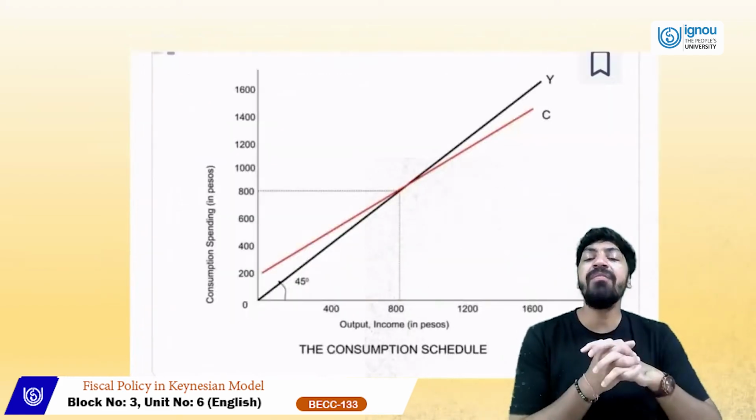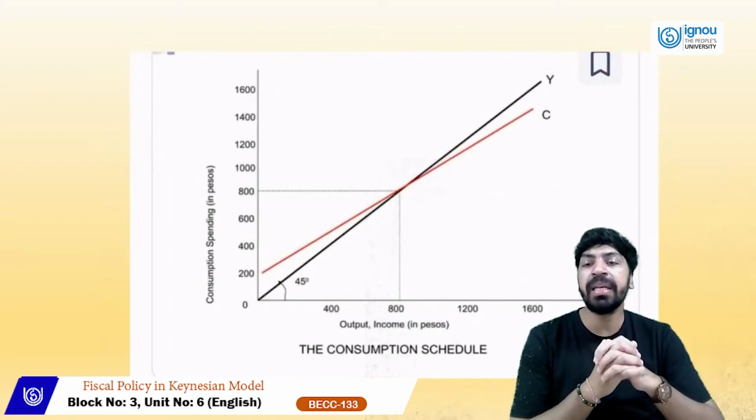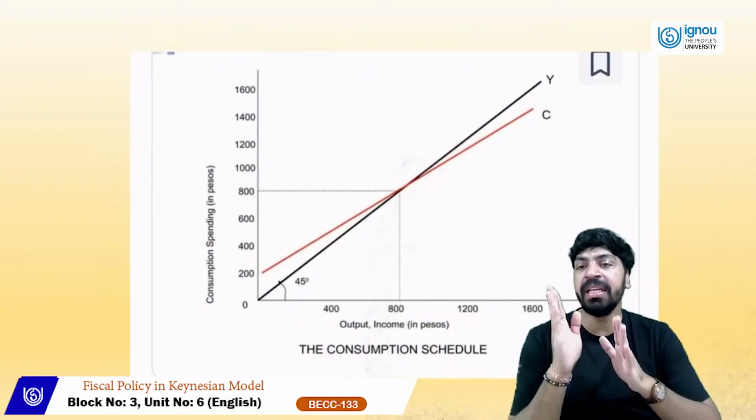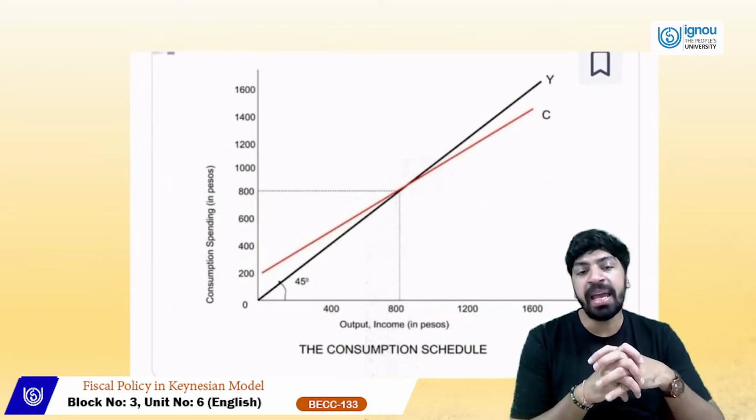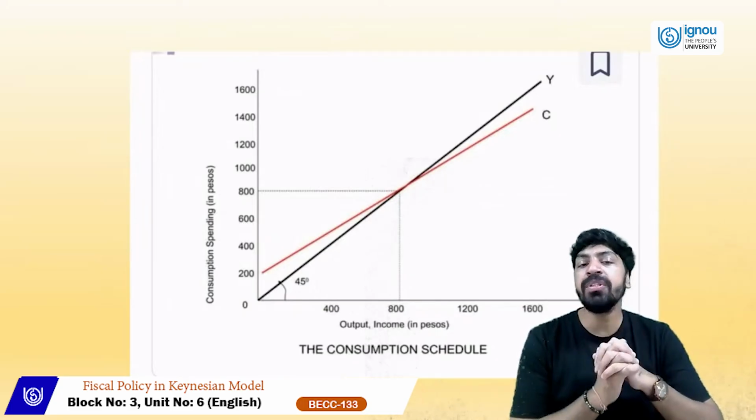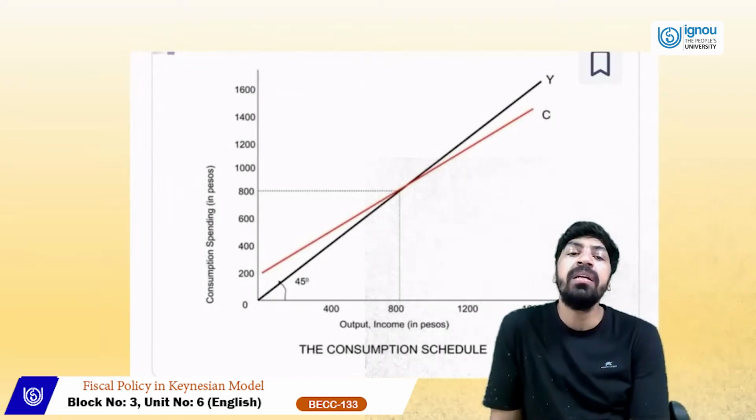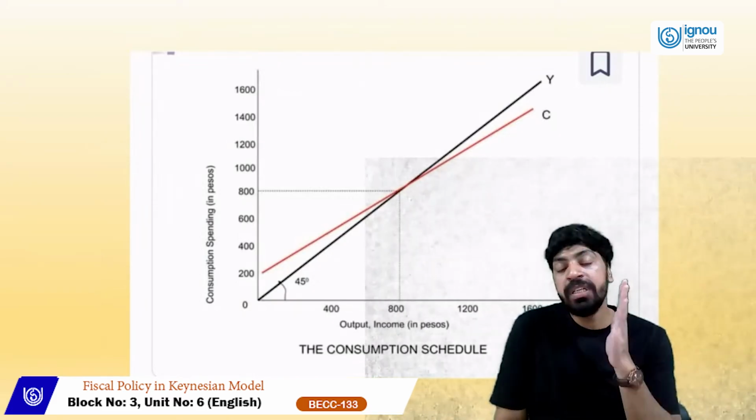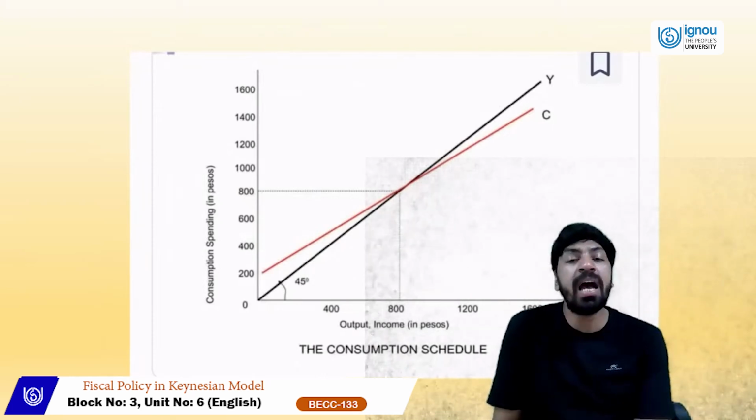So this is the graphical representation where we talk about output and income. The 45-degree line is the income line, which stands for Y, and C is the consumption spending line, all shown in red. There is a point which shows that your income and consumption are equal to 800.